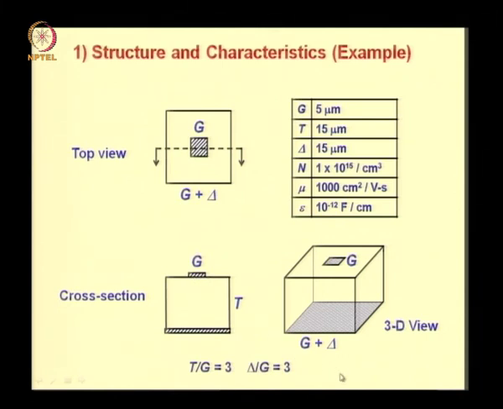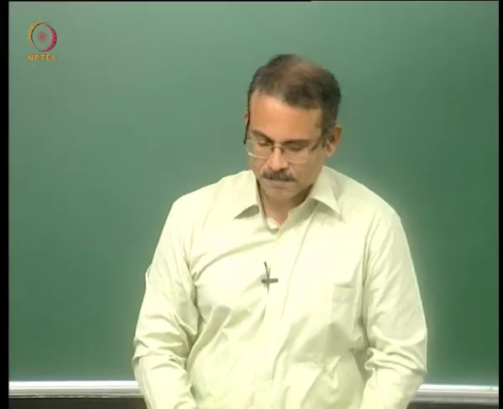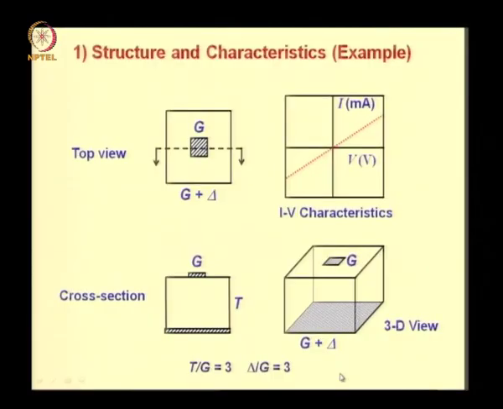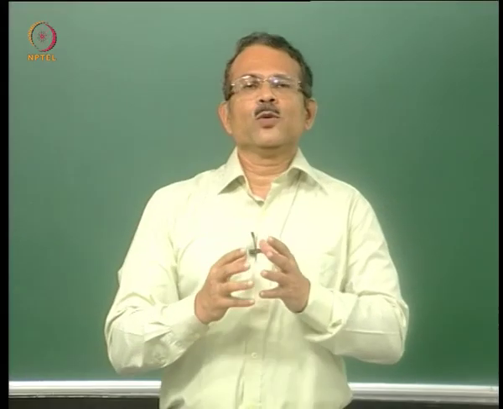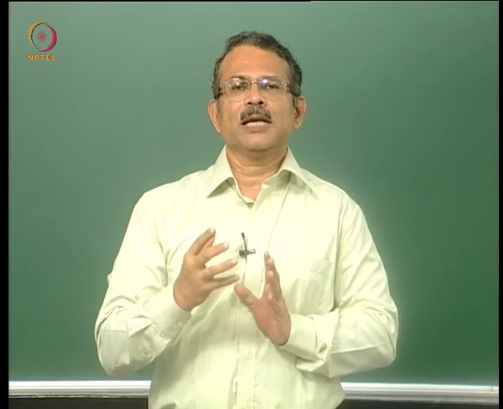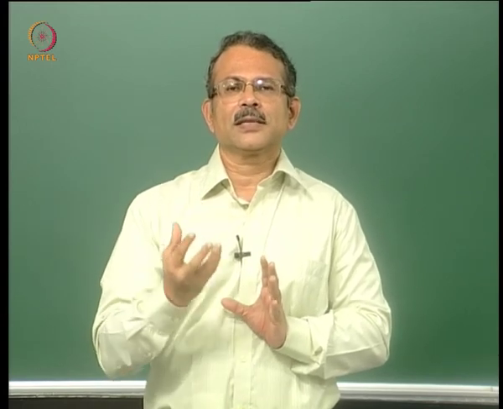So this is what is the meaning of drawing the diagram to scale. Now here are the characteristics. Because this is a resistor, the current voltage characteristics are linear. For voltages of the order of volts, the current is of the order of milliamps. This is something that you need to appreciate. So this is what is meant by visualizing the characteristics to scale.